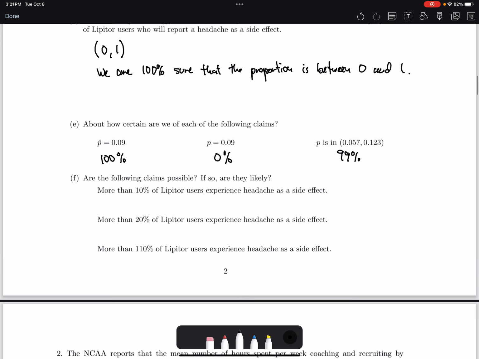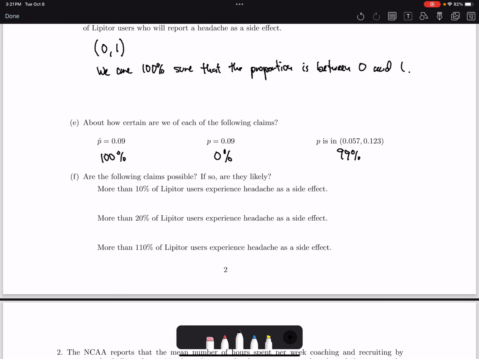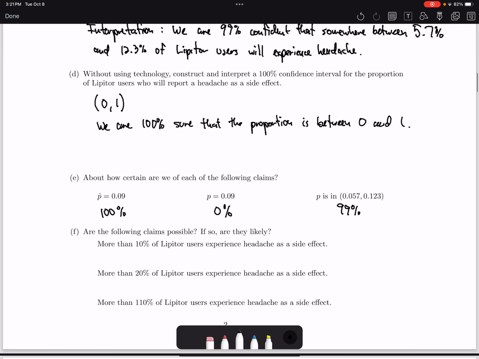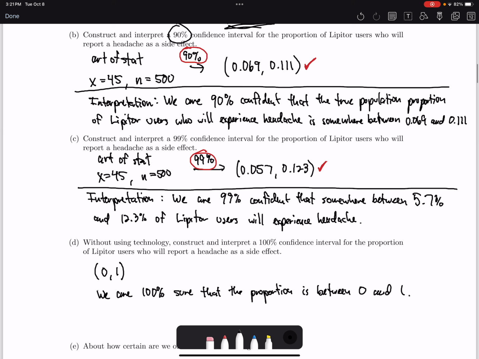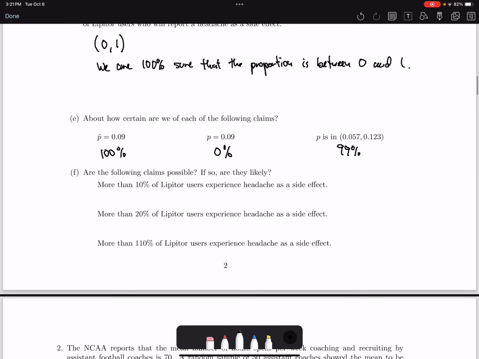Okay, here's another set of follow-up questions about this confidence interval. It says, are the following claims possible, and if so, are they likely? So the first claim is that more than 10% of Lipitor users experience headache as a side effect. Yeah, I would say that's possible. In fact, not only is it possible, but it seems fairly likely, since 10% falls inside of this interval, and it also falls inside of this interval. So yeah, we would say this is both possible and likely, right? Seems fairly likely.